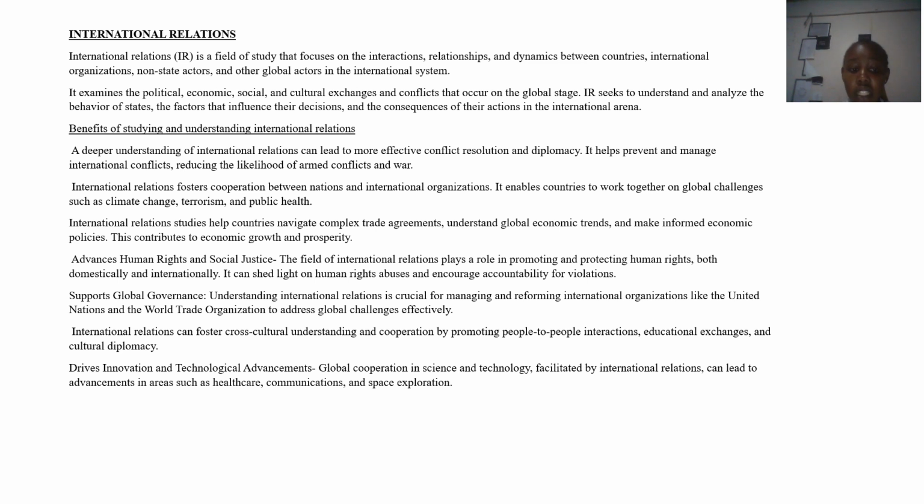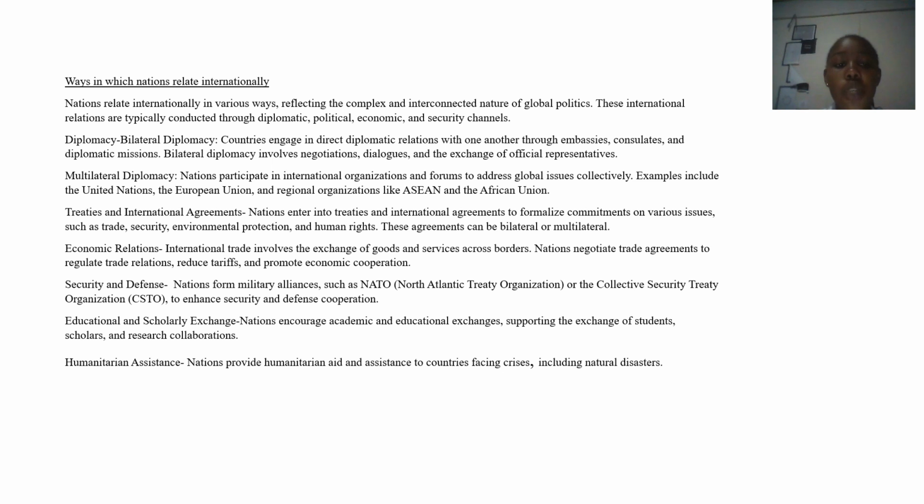Then international relations can foster cross-cultural understanding and cooperation, whereby they enable one to respect other people's culture, their decisions, and also educational exchanges. It drives innovation and technological advancements. Global cooperation in science and technology facilitated by international relations can lead to advancements in healthcare, communication, and even space exploration.